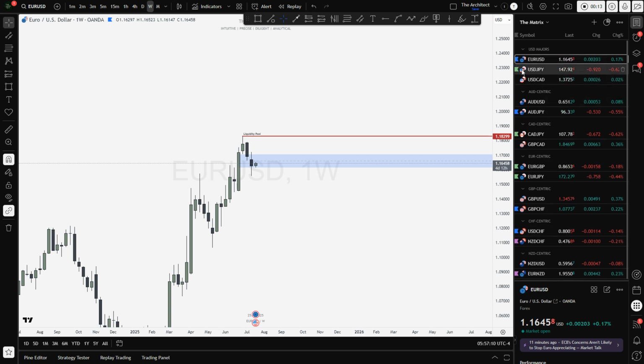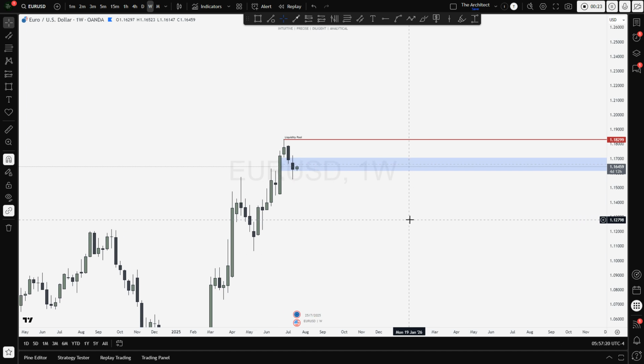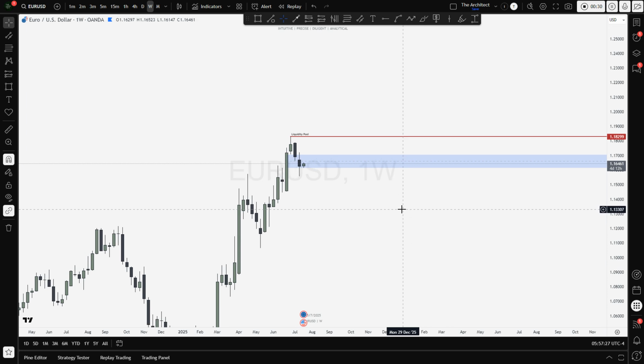So all of these pairs that I have flagged over here are the pairs that we'll be discussing in today's video. So with that being said, let's get into it. The first pair we're going to be starting with is USD. Of course, this is the weekly time frame.